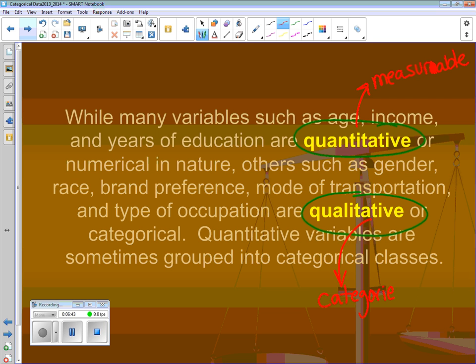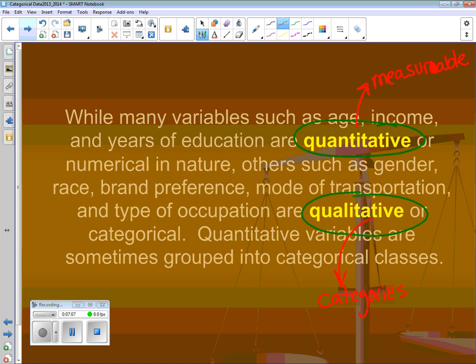So here's a question for you. If I had a set of data and I wanted to gather information about 9th graders, 10th graders, 11th graders, and 12th graders. Is it okay? 9th, 10th, 11th, and 12th graders. Which kind of data would that go into? Measurable data or categorical data?